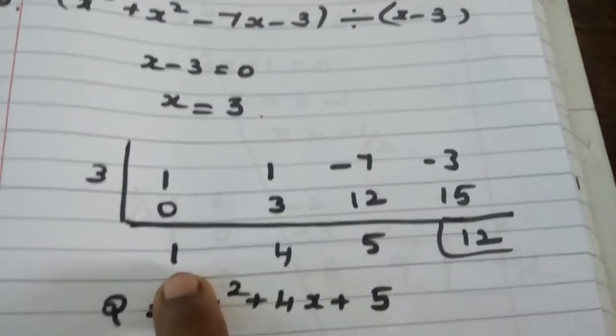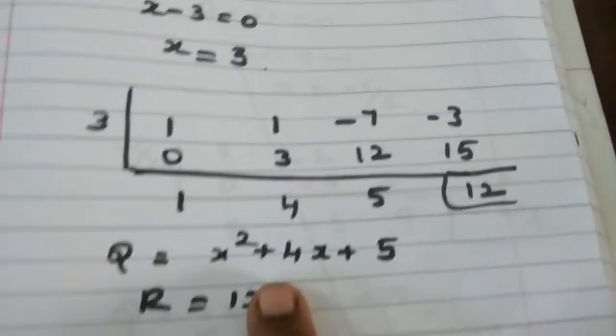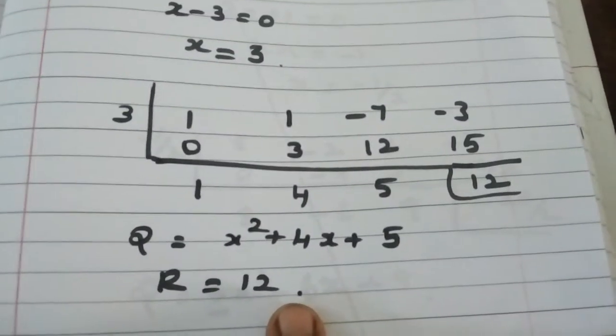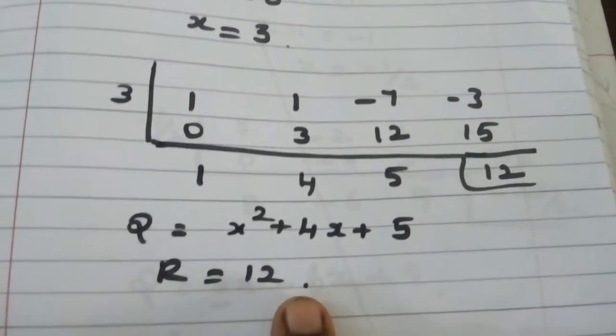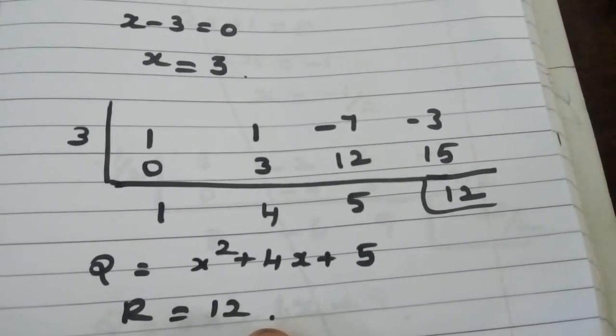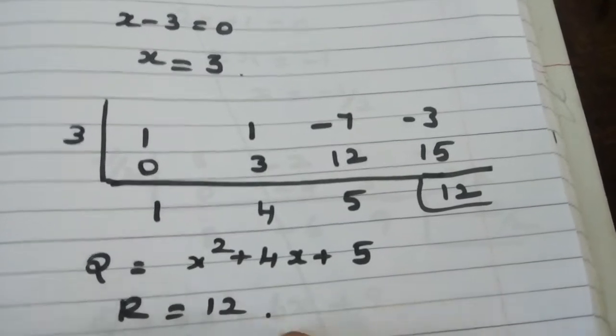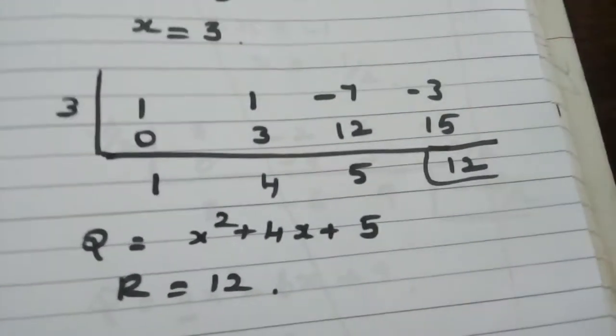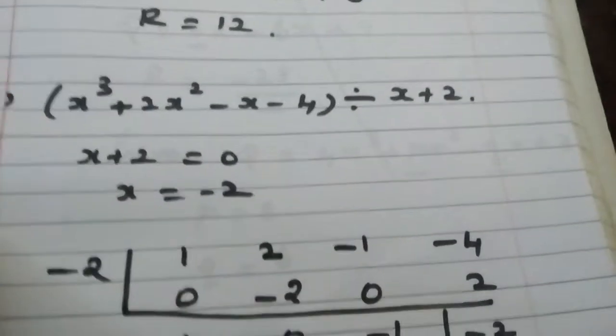Okay. So this is x squared plus 4x plus 5. This is your quotient and this is your remainder. Is it clear? This is the process of doing synthetic division. So if they ask you to find it by the synthetic division method, you have to do it in this way. I'll show you one more sum. Then the remaining two sums you can take as homework.